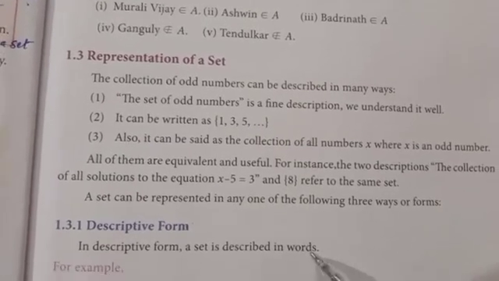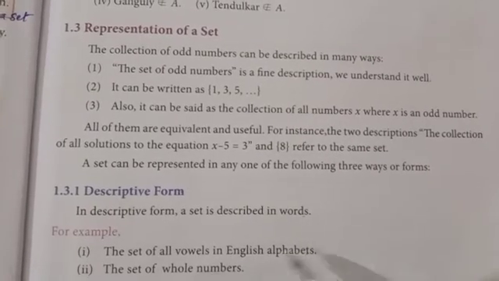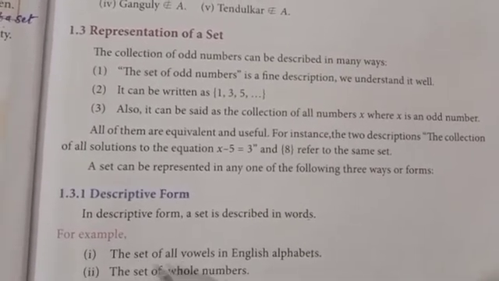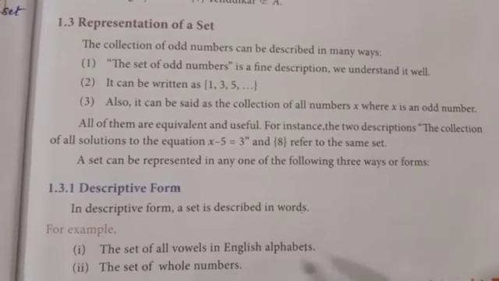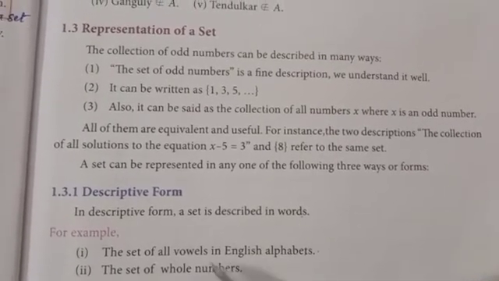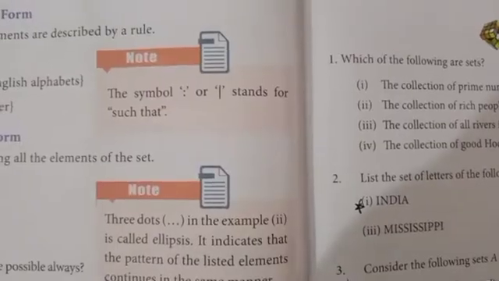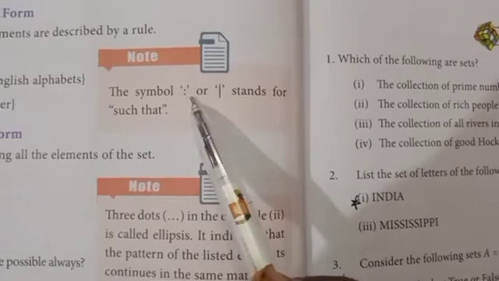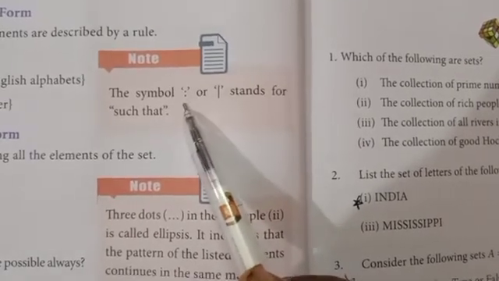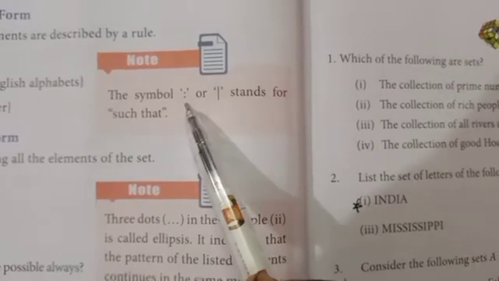Described in words. For example, the set of all vowels in the English alphabet. The set of whole numbers. This format is called a descriptive form. You have to know this symbol. The symbol is called "such that". These two dots mean such that.